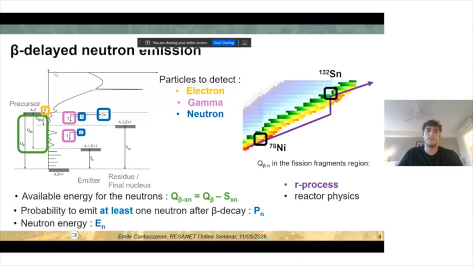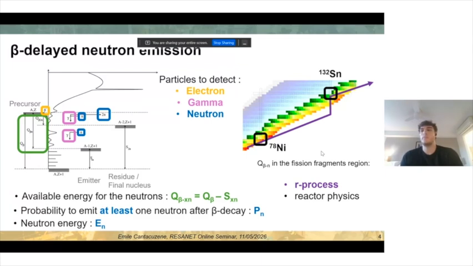And so this is why beta-delayed neutron emission is important in this region, because basically this process will happen during the r-process. And by studying beta-delayed neutron emission, or by measuring quantities linked to it for certain nuclei, you're helping to understand the r-process better at the same time.